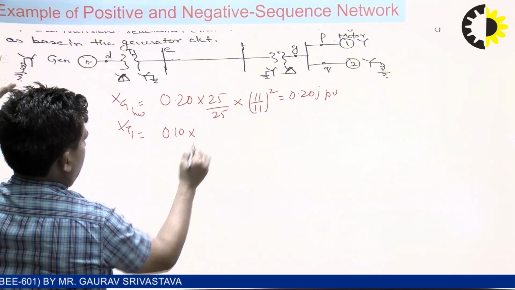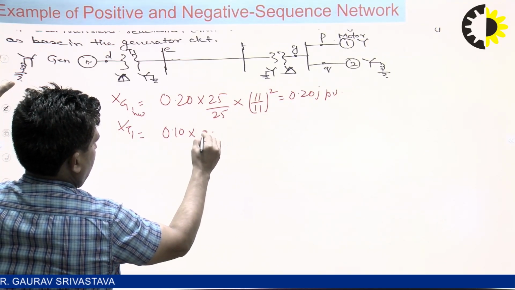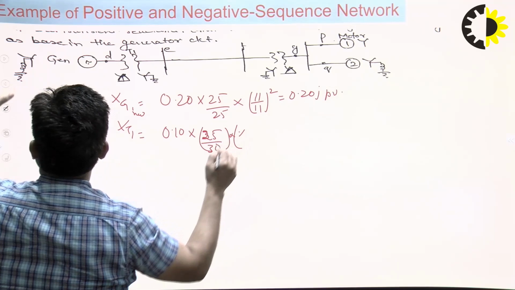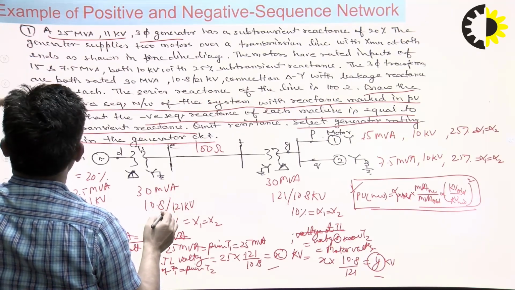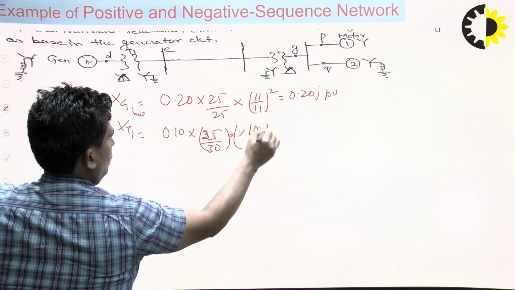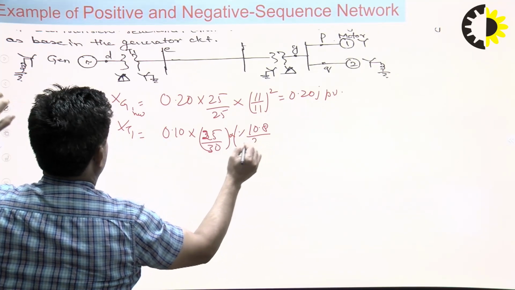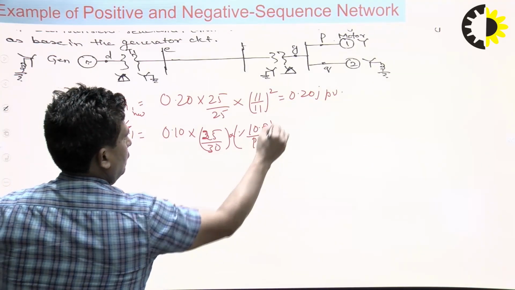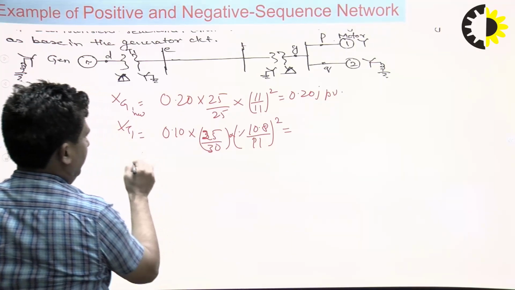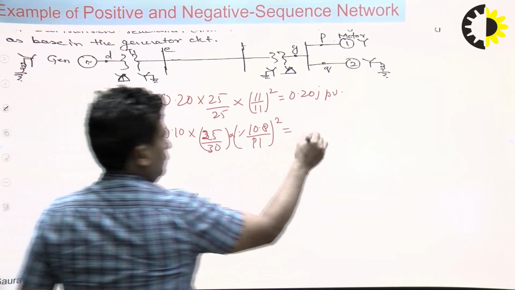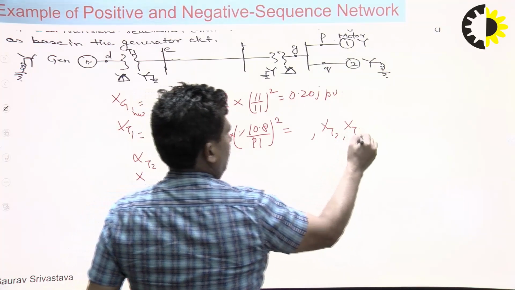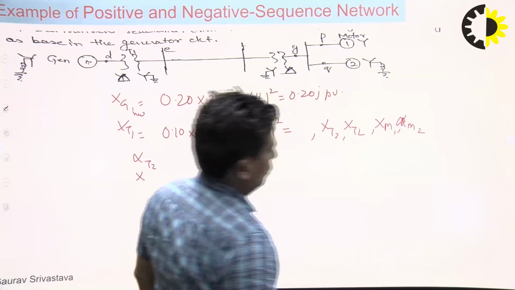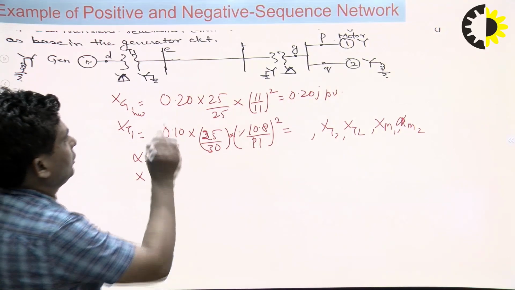Similarly, we will find XT1, 10.8, 30. MVA new 25 divided by 30, and your transformer voltage was 10.8 old, and new was 11. Okay, we will find this. Similarly XT2, XTL, XM1, XM2. Okay, so all the values we can easily find out, and then draw the sequence network.